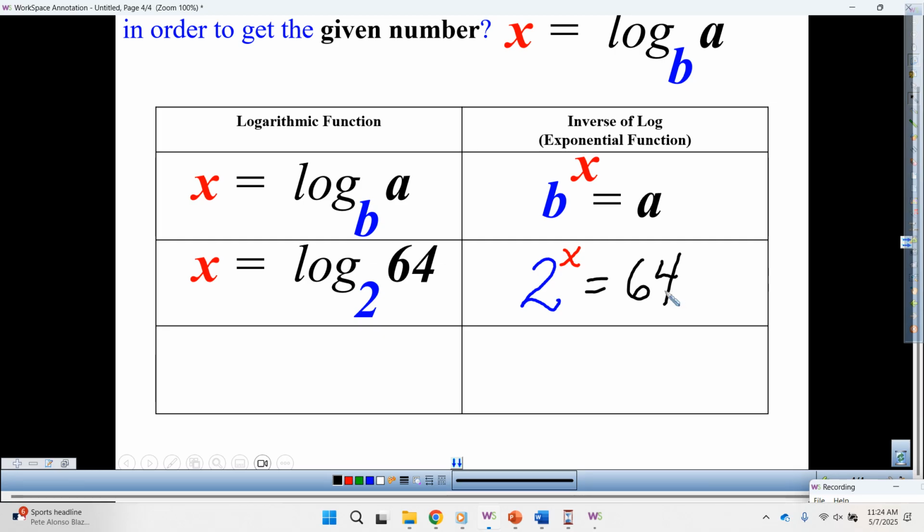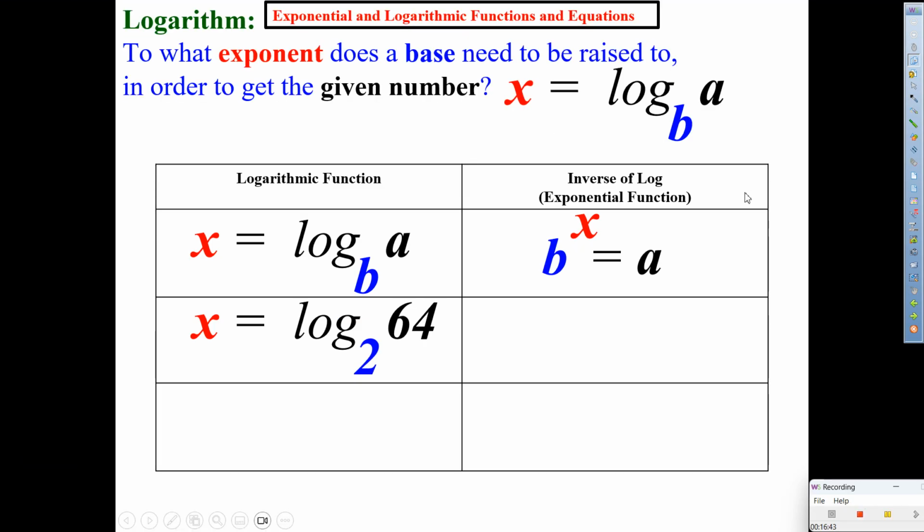This is part of your home plate. That's going to be the first part. All right, let's do one more. Write this one. X equals log 5, 125. Write your exponential function.